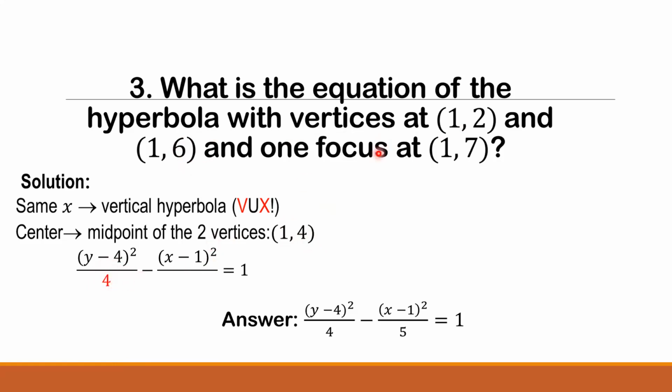Now, what about for the focus? Si 7, tsaka si 4. How far is 7 from 4? It's 3. 3 units. That is our C. Okay? So, ang C natin is 3. So, ang C squared is 9. So, 9 minus 4 is 5. So, that means ang B squared natin is 5. Okay. So, ayun yung naging storya niya, no? Okay. There you go. So, that's why our final answer is this.